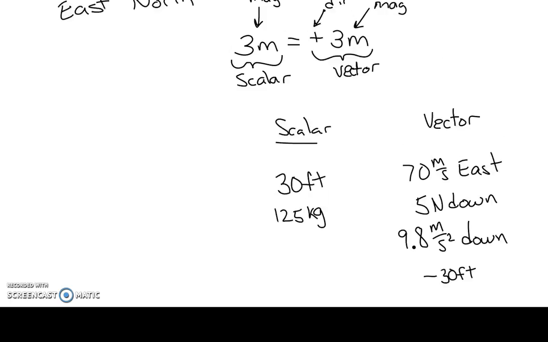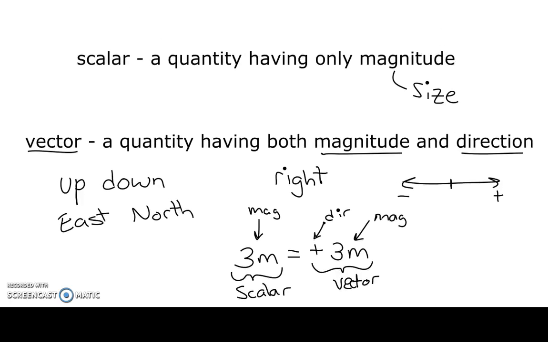So just to recap, a couple of things you should need to know is that a scalar has size only. So size in units. A vector is something that has both the size. So it can easily get confused with a scalar, but the thing that distinguishes it from a scalar is the fact that it must have direction.